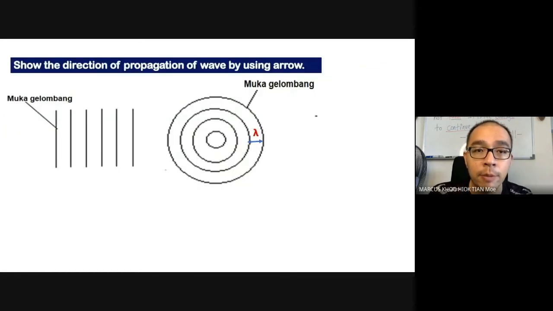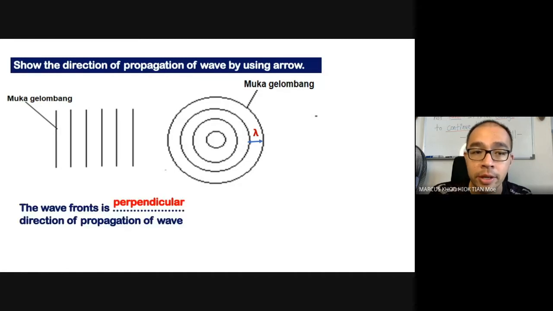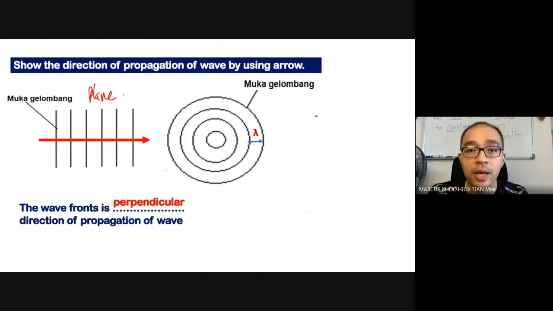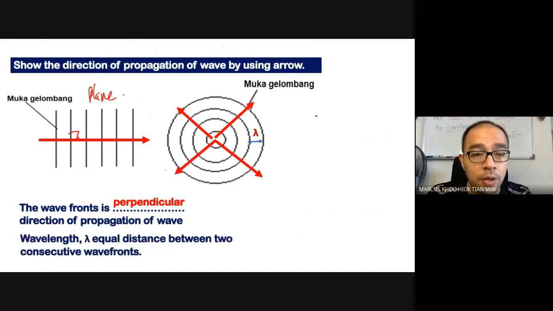So the direction of propagation for the wave, by using the arrow, is always perpendicular to the wavefront. So for a plane wavefront, it will be this way. Or if you draw to the left, also doesn't matter, as long as it is perpendicular. For the circular wavefront, it is always radially outwards. So the wavelength is equal to the distance between two consecutive wavefronts.